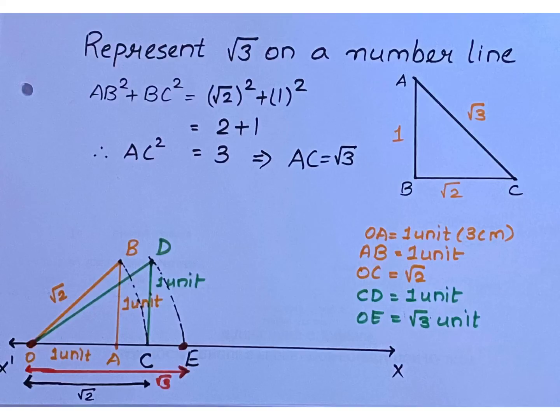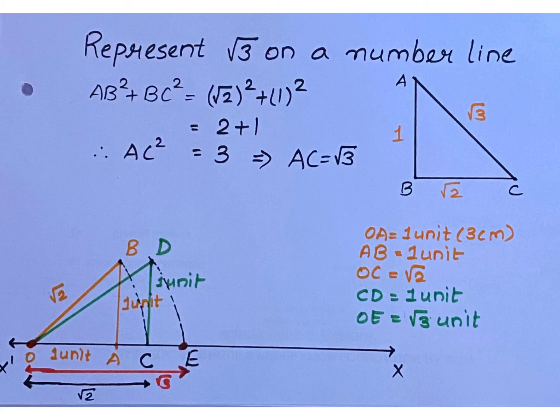Now let us study how to represent root 3 on a number line. So, as per the Pythagoras theorem, we require two numbers whose squares, if we take and add them, we get 3. So, the numbers which we have taken are root 2 and 1.